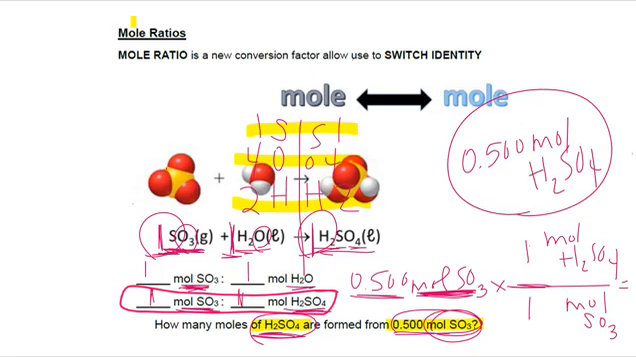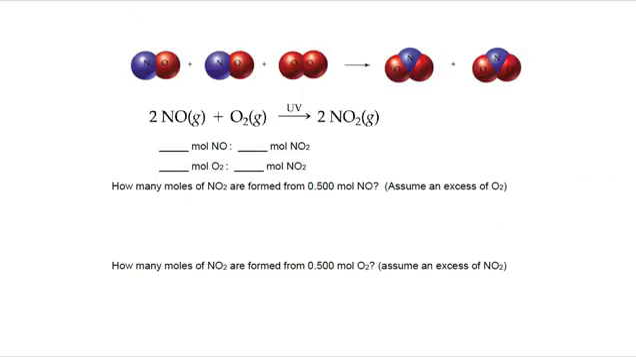Now, oftentimes it's not a 1-to-1 ratio. So let's look at this example. I am told that I have 2 NOs, plus oxygen, O2, yields 2 NO2s. So if we balance it, let's just make sure I have 1, 2, 3, 4 oxygens on the left, 1, 2, 3, 4 oxygens on the right, 1, 2 nitrogens on the left, 2 nitrogens on the right. Okay, so we're balanced. That's the important thing, number 1.